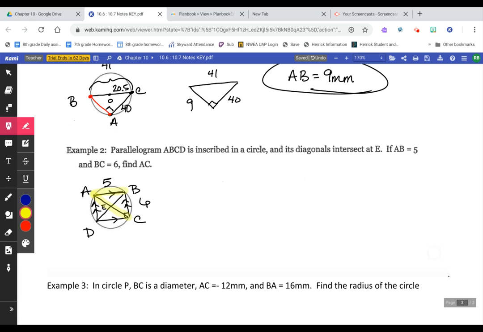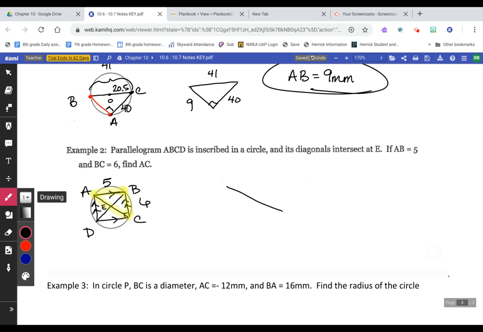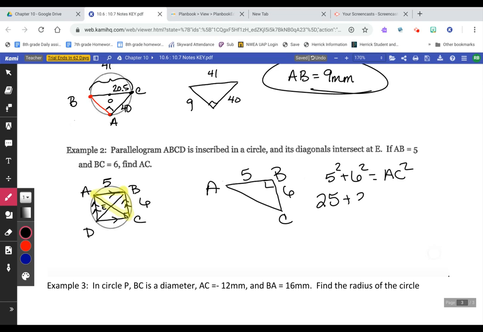Well, we know information about AB, BC, and we can easily find the missing side because that actually is the hypotenuse of your right triangle. So we have 5, 6, and we can say 5 squared plus 6 squared is equal to AC squared. 25 plus 36 is equal to AC squared. When you add that, you get 51. So, nope, I lied. 61. And then when you solve this, you would just take the square root of 61 is equal to AC.